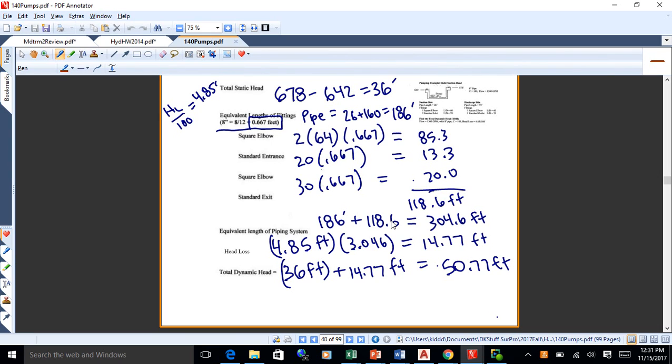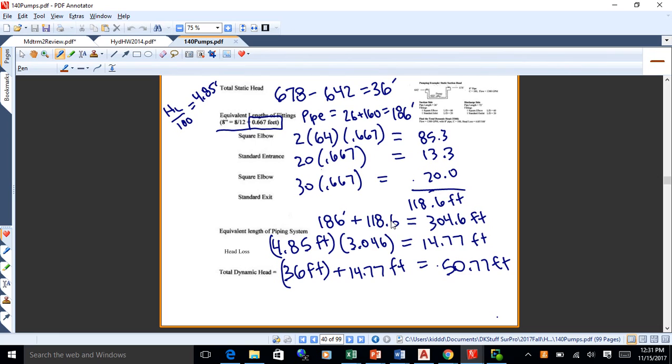So we've got a square elbow, 2 of them, a standard entrance. Oh, okay, I've got 2 standard elbows, right? I keep changing this stuff around. So 2 standard elbows, 1 ordinary outlet, and 1 ordinary inlet. Then I find the equivalent lengths of those, add them all up, and I get 118.6.